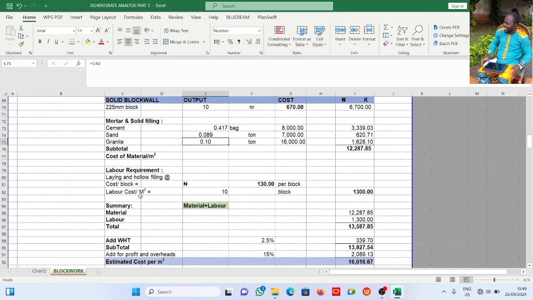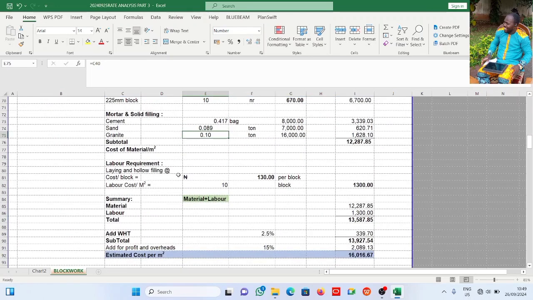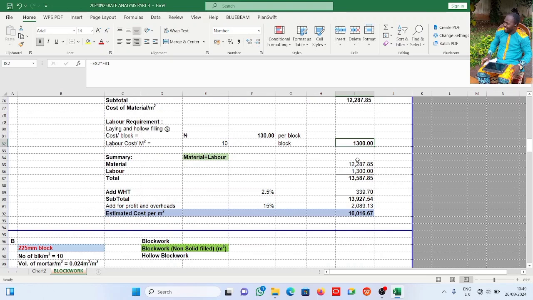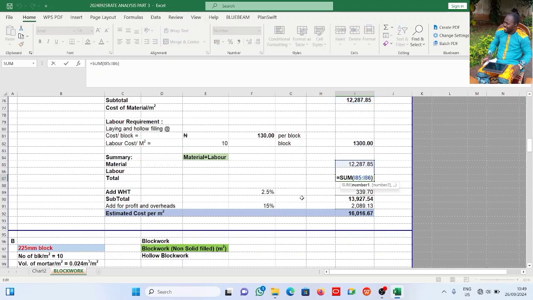Okay. Then the laying of the block, it differs from place to place. Please take note. Now 1 block is laid at 130 naira per block. For 10 block, which is 1 square meter, it is 1,300. Right. So we sum both material and labor. Right. That gives me this. So we add withholding tax, then we add profit and overhead, then we arrive at 16,016 naira 67 kobo for hollow filled blocks.